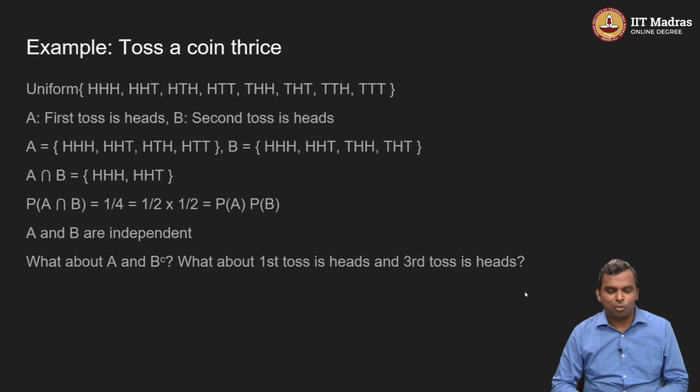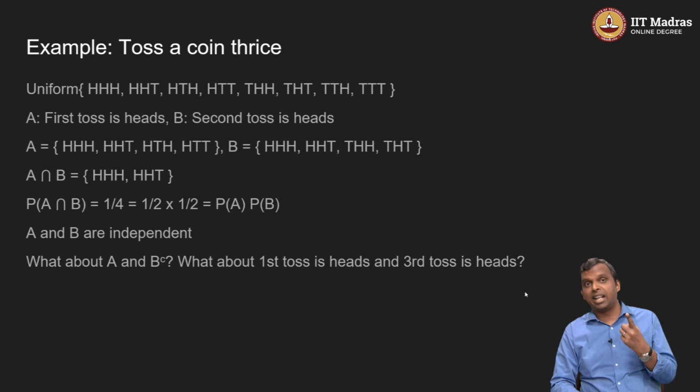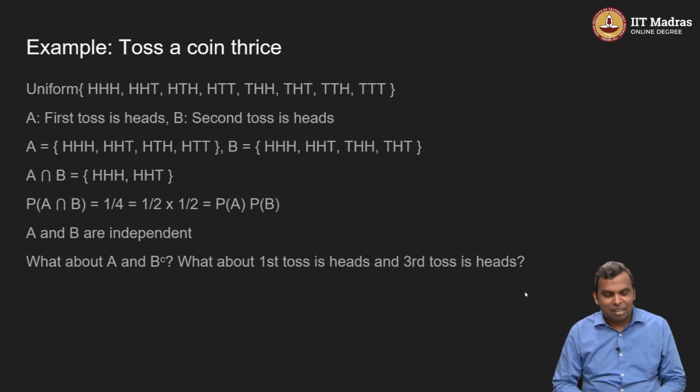You think about it. A involves the first toss, B involves the second toss, B complement also involves the second toss. Second toss is tails. First and second should really be independent. I will leave you to check that. A and B complement, are they independent? They end up being independent, that's true.